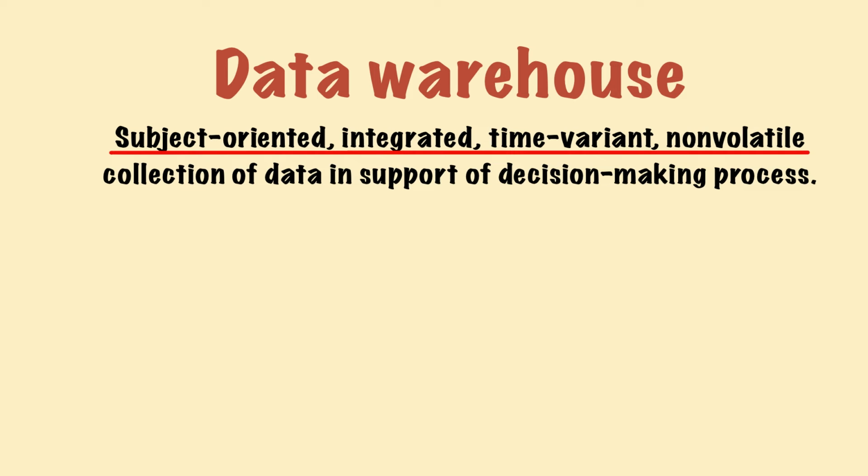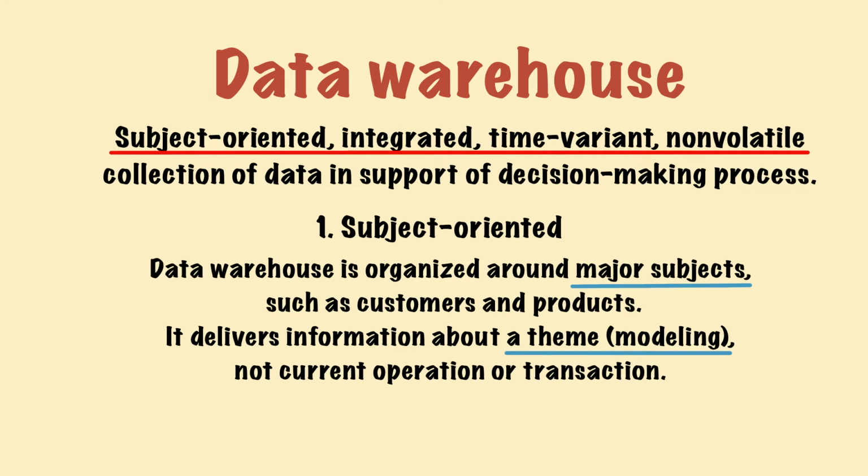Alright, let's talk about 4 characteristics of data warehouse. The first one is subject-oriented. Data warehouse is organized around major subjects. The subject can be a customer, a product, an order. By targeting a specific object, data warehouse delivers information about a thing by modeling the subject.